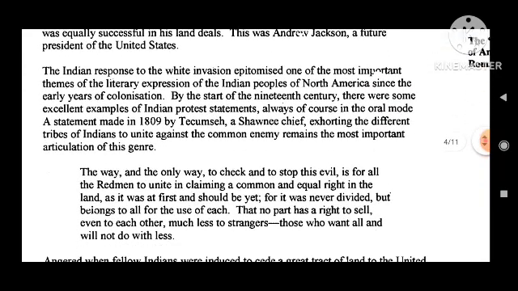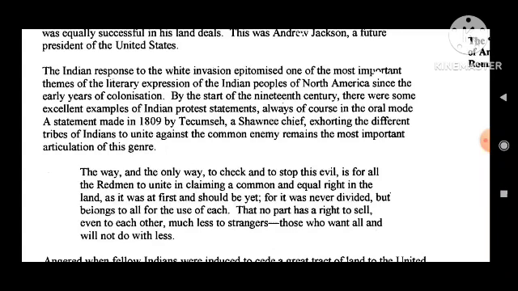The Indian response to the white invasion epitomized one of the most important themes of the literary expression of the Indian peoples of North America since the early years of colonization. By the start of the 19th century, there were some excellent examples of Indian protest statements, always of course in the oral mode.